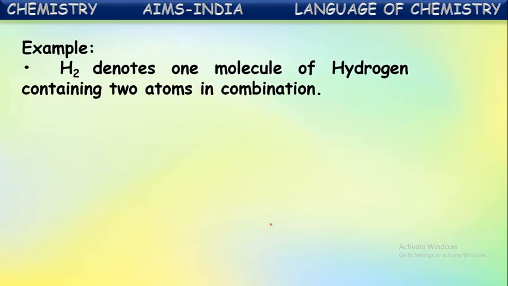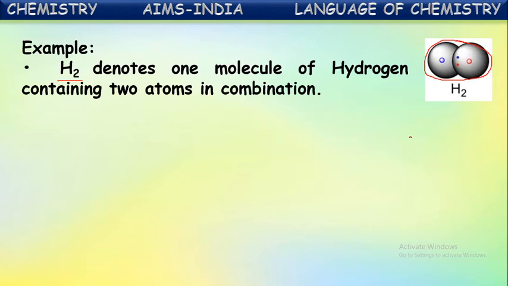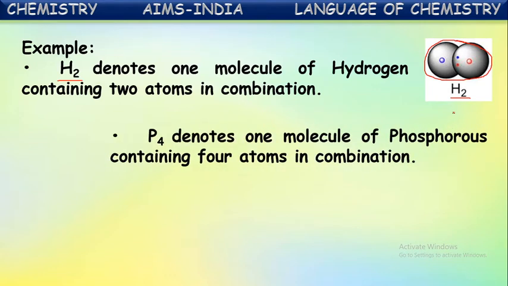For example, if you say H2, what does it represent? It represents the element hydrogen, of course, and it represents a molecule of hydrogen which contains two atoms. H2 denotes one molecule of hydrogen containing two atoms in combination. See here, two hydrogen atoms are combined together to form one hydrogen molecule. So if you say hydrogen, or the molecule of hydrogen, simply it can be represented as H2.